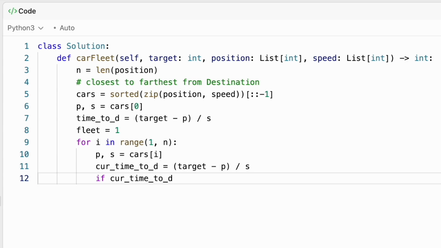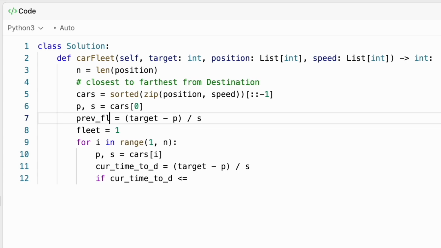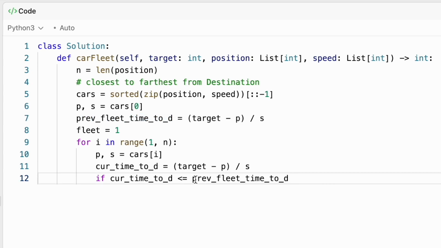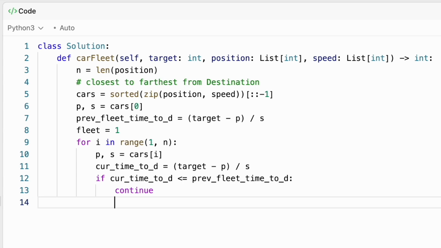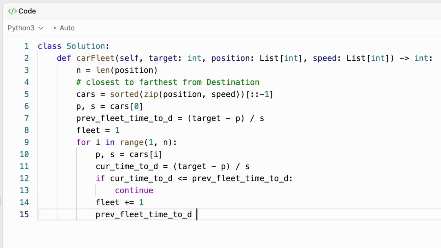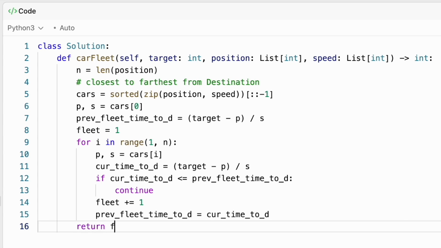If the current car's time to destination is less than or equal to the previous fleet's time to destination, let's call this previous fleet time to destination, that means this car is faster and will catch up to the fleet and join the fleet. So we don't have to increment the fleet count because this car will not form a new fleet. So we just continue. Otherwise, the current car's time to destination is greater than the previous fleet's, which means this car is moving at a slower speed than the previous fleet and it forms a new fleet. So we increment the fleet count here. And we set the fleet's time to destination equal to the current car's time to destination. Once we are done processing all the cars, we just return the number of fleets.